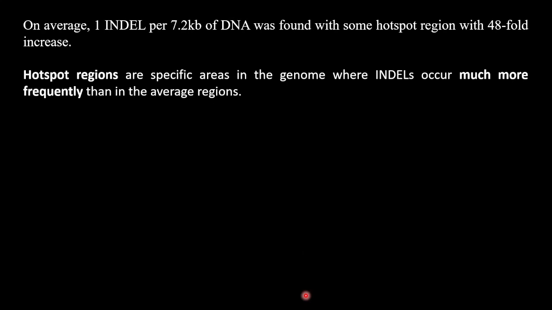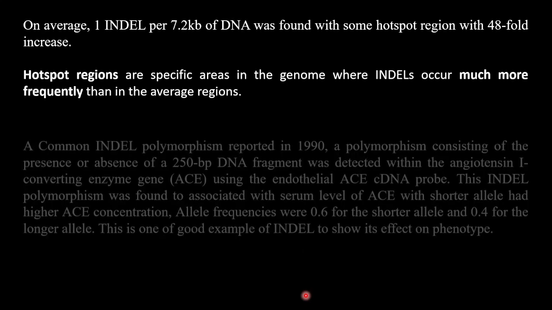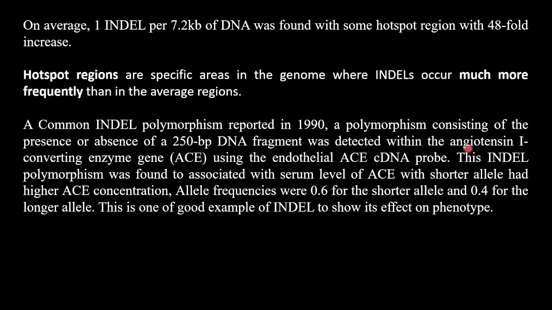Insertions and deletions usually are very common in the hotspot regions. One example is the angiotensin 1 converting enzyme. You know this enzyme is produced in the liver, and that converts angiotensin 1 to 2. And because of this, there is vasoconstriction, meaning there is a contraction in the muscles of the vessels, and that leads to high blood pressure. So a higher concentration of ACE is not good.